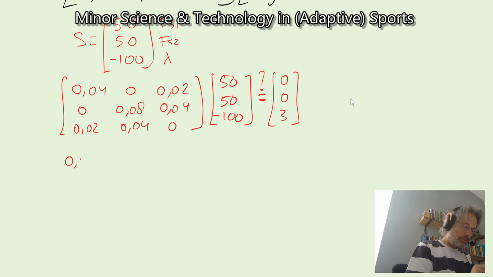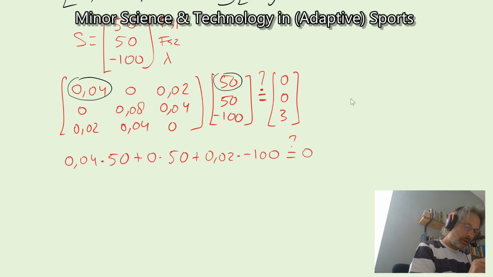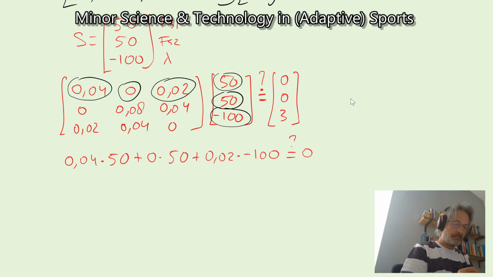So that will be 0.04 times 50 plus 0 times 50 plus 0.02 times minus 100. Is that equal to 0? So what I did was this times this plus this times this plus this times this. And the outcome of that should be equal to this one. And that is exactly what this says.